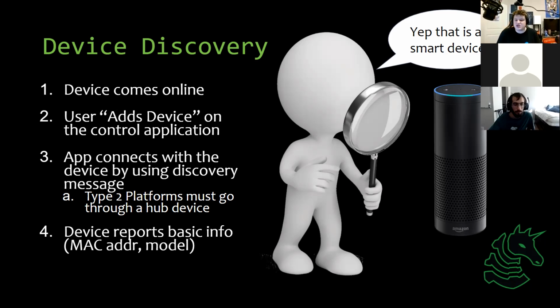So the app, the management interface, will connect with the device using a discovery message. Again, type 2 platforms, the ones that have to go through the hub device, have to go through the hub device to do this. They can't just connect directly with the phone. And then lastly, within the discovery process, the device will report basic information. That's something like a MAC address, a model of the device, any of that stuff.